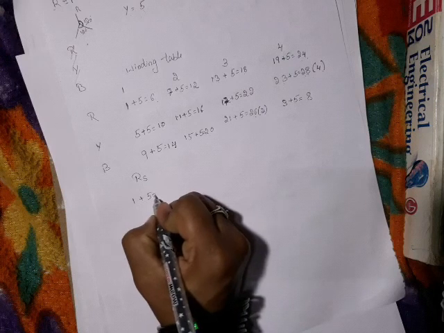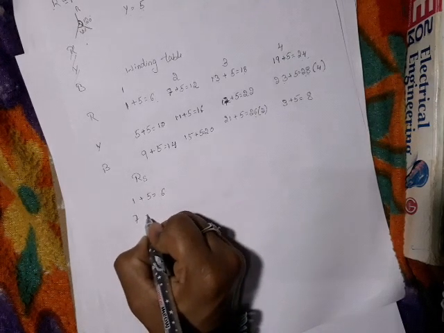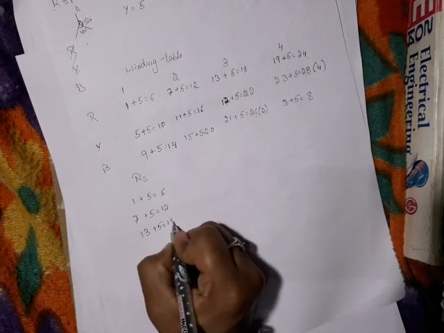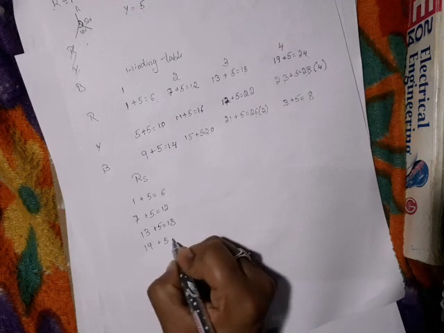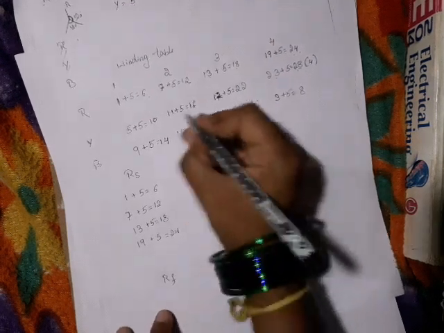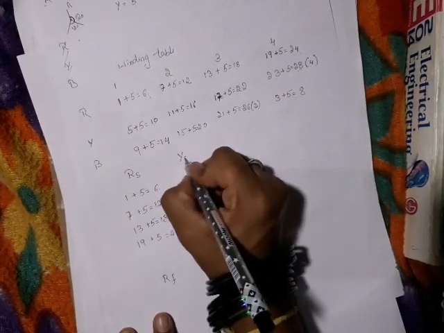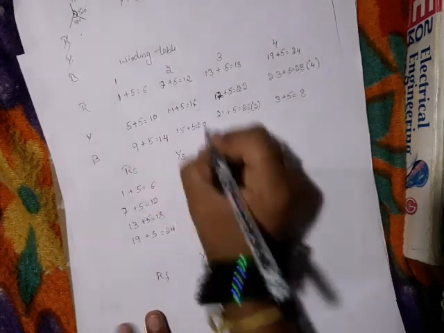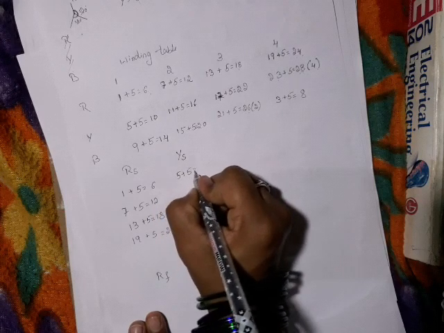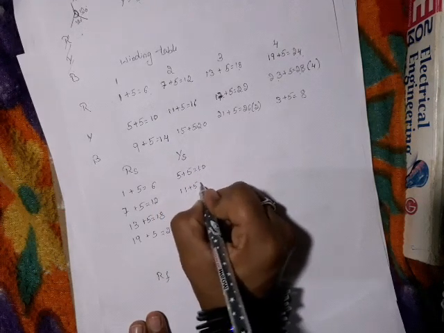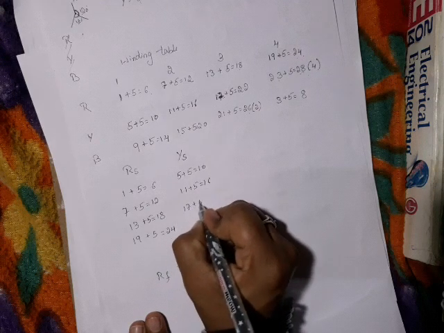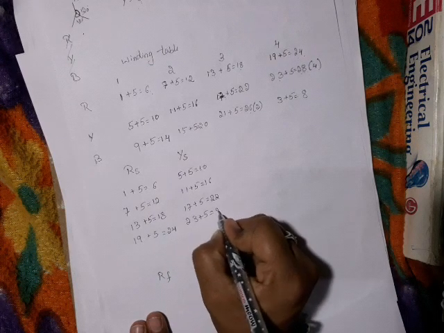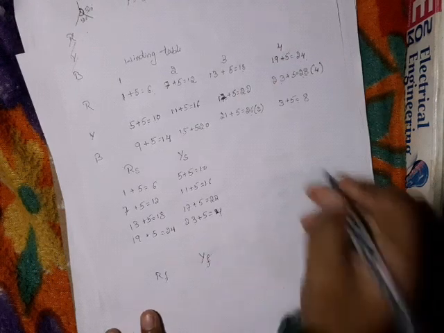1 plus 5 is equal to 6. 7 plus 5 is equal to 12. 13 plus 5 is equal to 18. 19 plus 5 is equal to 24. I'll repeat the same thing for Y, starting with YS, the starting winding, and YF, the finishing winding. I'll write this row as a column. 5 plus 5 is equal to 10. 11 plus 5 is equal to 16. 17 plus 5 is equal to 22. 23 plus 5 is equal to 28, which means 4. I'll write it directly as 4.